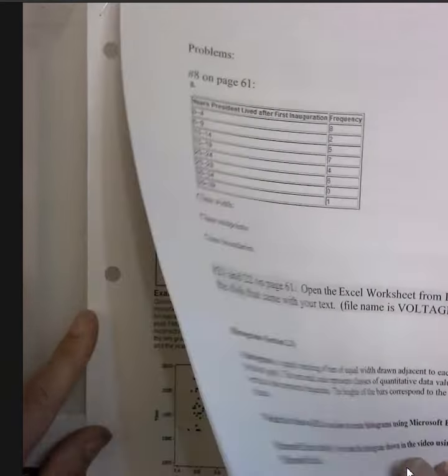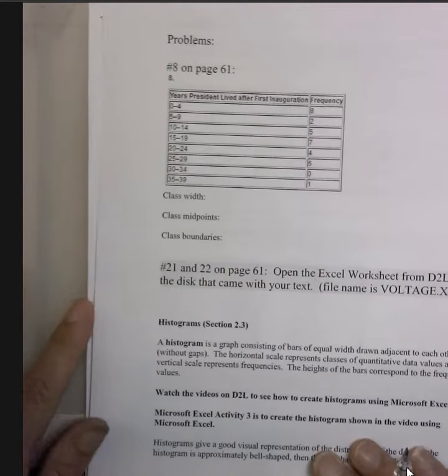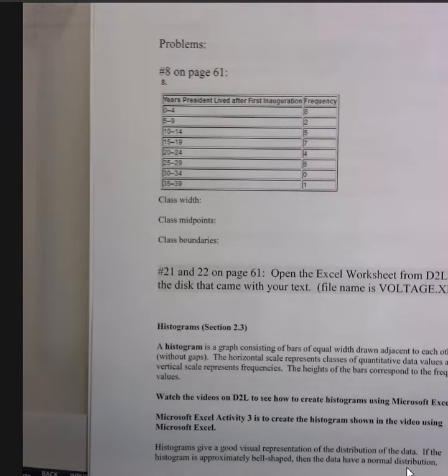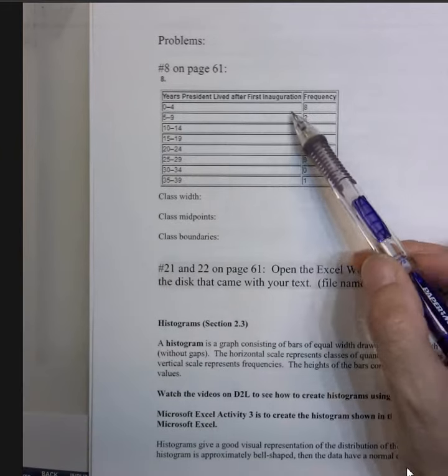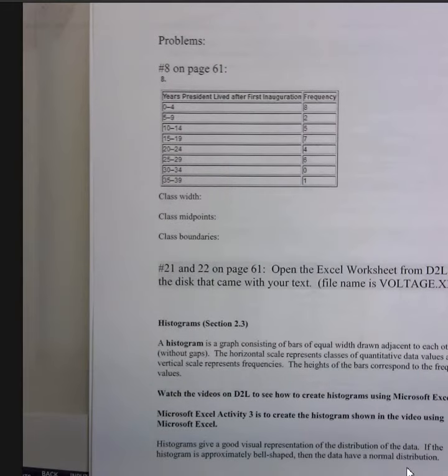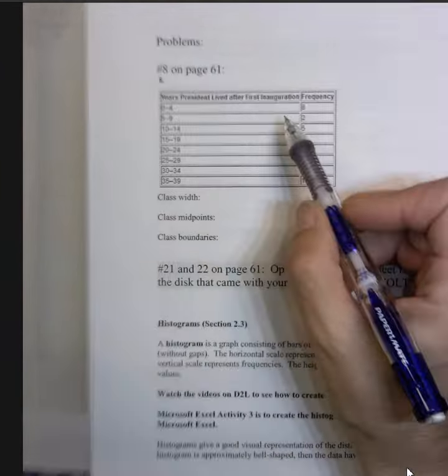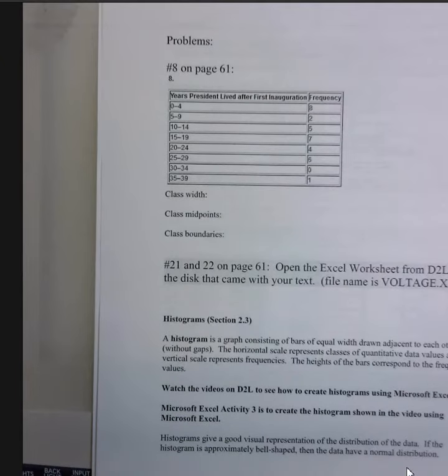Okay, so say we were given this problem, and this is from the book, number 8, on page 61. Again, this is of the ebook. So, years the president lived after their first inauguration. There were 8 presidents who only lived 0 to 4 years after their first inauguration, 2 presidents who lived 5 to 9 years, and so on.